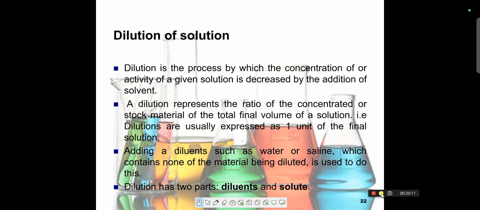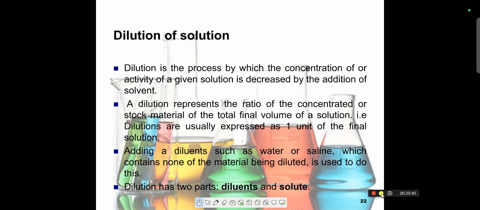Now talking about the dilution of the solution. Dilution is the process by which the concentration or activity of a given solution is decreased by the addition of solvent. For example, if we have to make 5% H2SO4, we have to mix the H2SO4 into water, or the solvent that is used to mix that particular solute, right? So it is the process where we are reducing the concentration of the given solution, right?